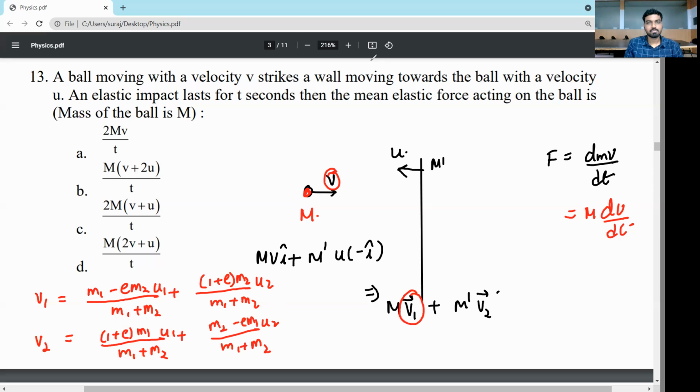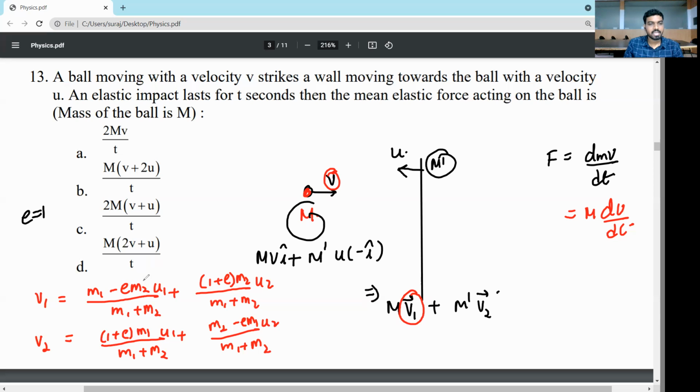Now, with this formula, what we can do is find E. E is given, what? Elastic collision. E is equal to 1. Substitute E equal to 1 throughout the equation. Now, let's say M1 is M, M2 is M dash.